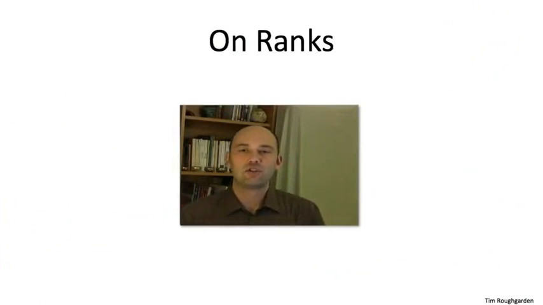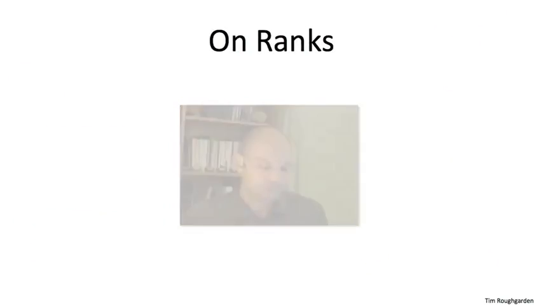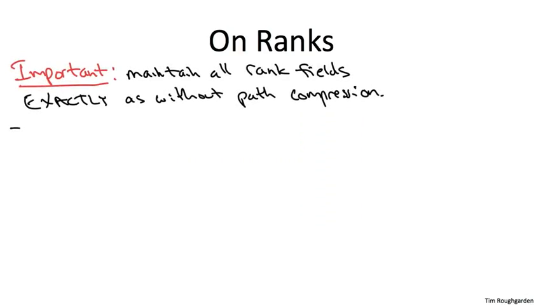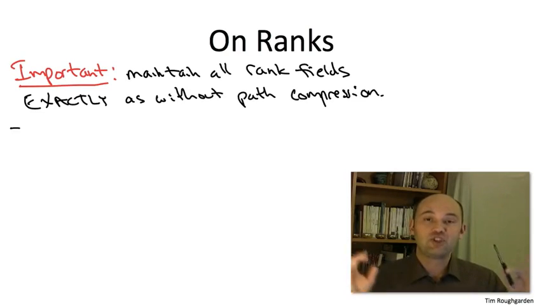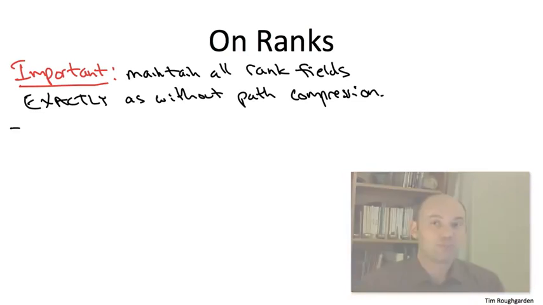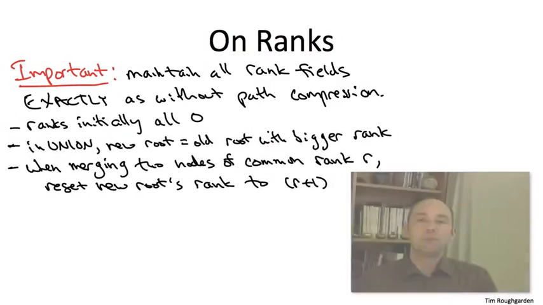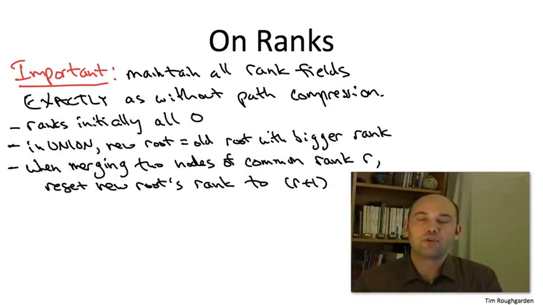So let me spend a slide on the subtle point of how ranks interact with the path compression optimization. So the plan is we're going to manipulate rank fields with path compression in exactly the same way as we did when we didn't have path compression. So how did we manipulate them previously? Well, at the birth of the union find data structure, everybody has rank 0. Ranks never change except possibly when you do a union. When you do a union, you look at the roots of the two objects whose groups you have to union.